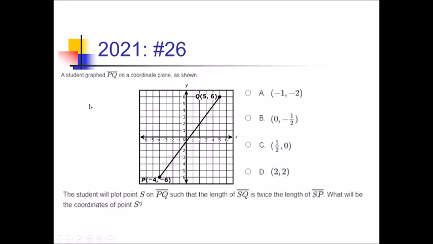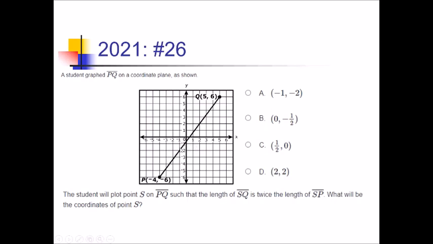For this problem, we have this segment PQ being graphed on a grid, and a student's going to plot another point, S, somewhere on this segment, so that the distance between S and Q is twice the distance between S and P. We want to figure out what the coordinates of this magic point S would be, and we've got 4 choices here. So you could test out the distances on all 4 of these choices, but I'm actually going to graph these first and try to pick the one that's the most likely to be correct.